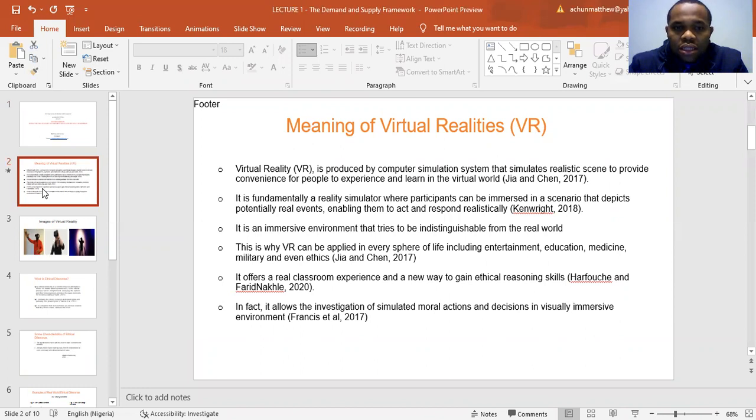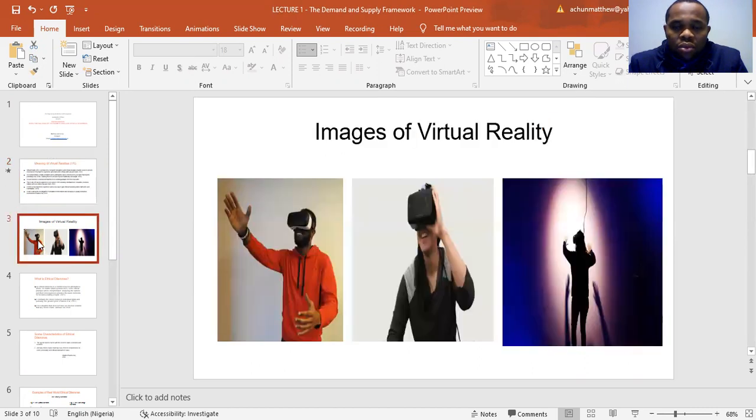Virtual reality is an immersive environment that tries to be indistinguishable from the real world. There is tremendous advancement in virtual realities, and it can be used in every sphere of life, including ethics. That's why it allows the investigation of simulated moral actions and decisions in a visually immersive environment. So virtual realities can be used to examine real-world ethical dilemmas. Here are images of a few virtual realities.